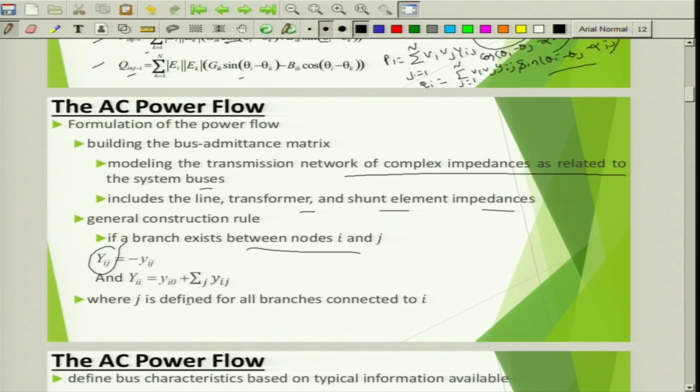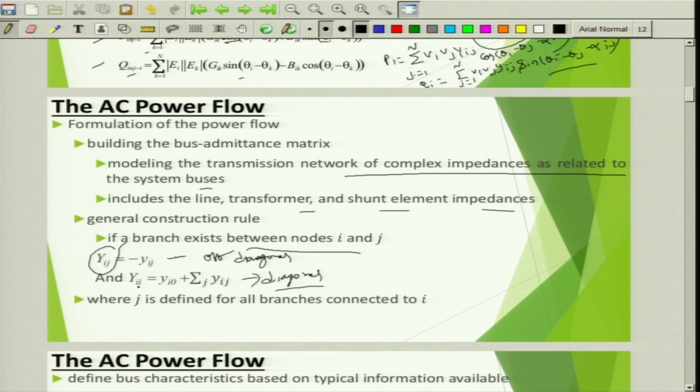So, negative. These are all off diagonal elements, and these are diagonal elements. Diagonal elements Yii is nothing but Yi0 plus the summation over j of yij, whatever admittances are connected to that specific bus, simply add them. In the case of off diagonal, just take the minus of it and represent it, where j is defined for all branches connected to it.